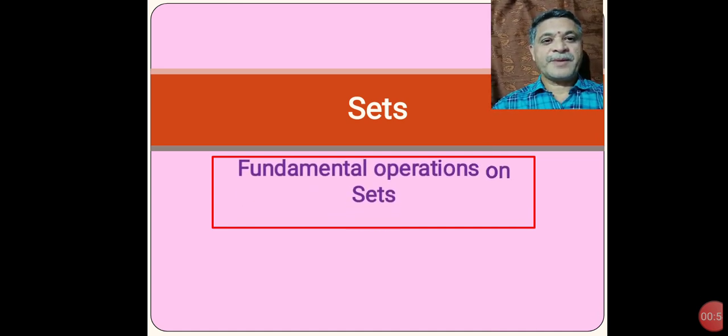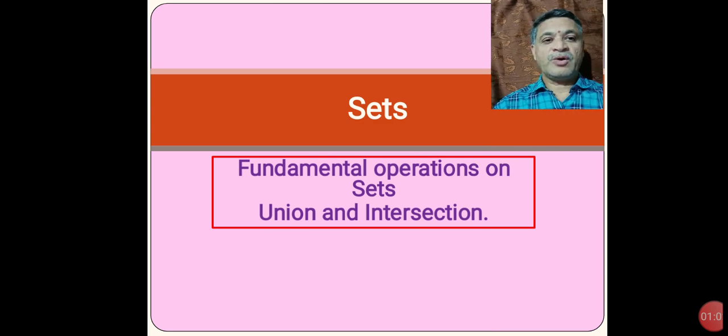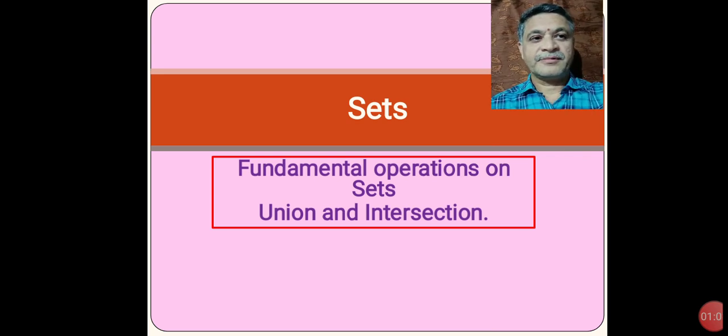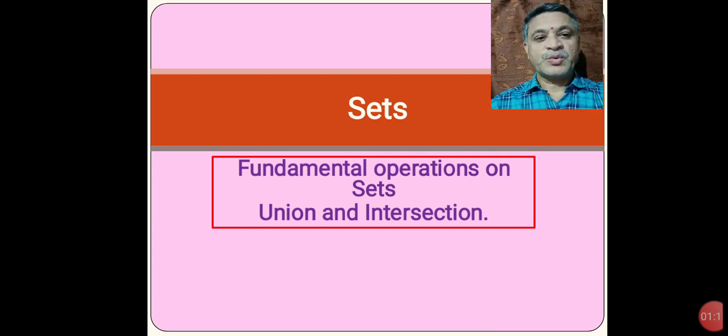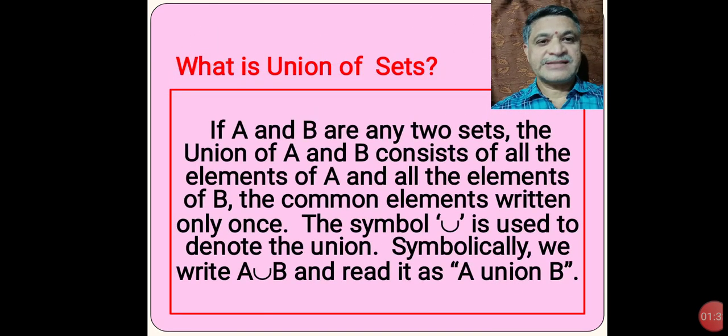Now we are going to learn revision about operations on sets. What are the major operations? Fundamental operations on sets are majorly union and intersection. So now we are going to learn about union and intersection. What is the union? Union of two sets or three sets, and intersection of two sets or three sets, whatever it may be. So union means you have to write all the elements in both sets without repeating the elements. That is union.